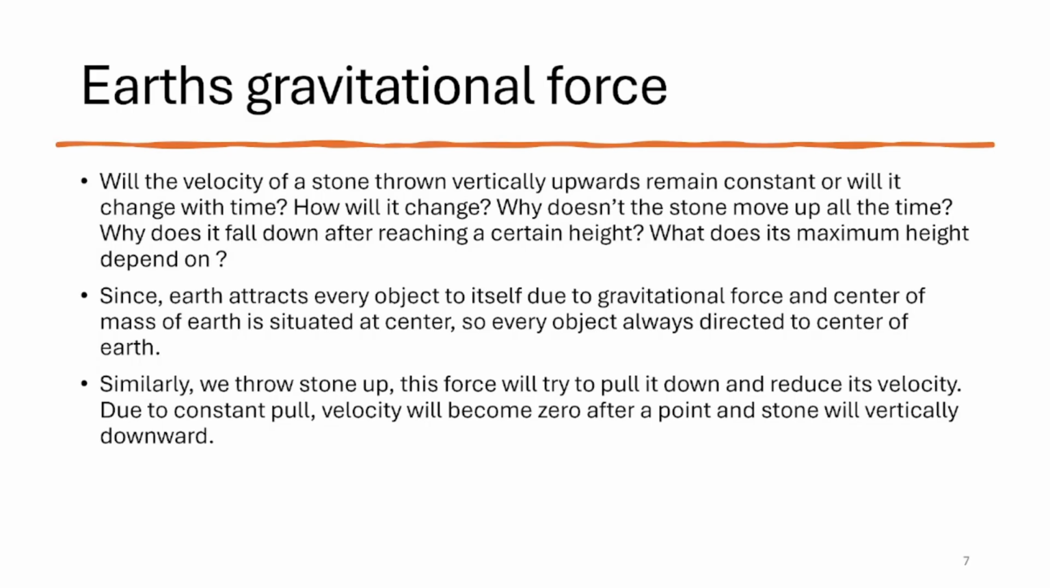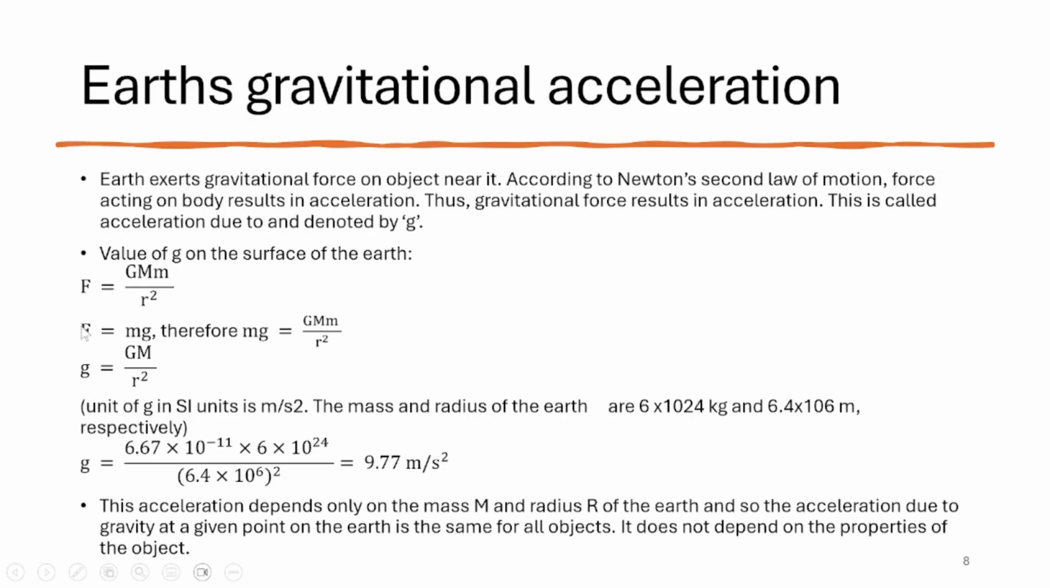See, Earth will attract every other object to itself due to the gravitational force, and the center of mass of Earth is situated at its center. So every object will be directed toward the center of the Earth. Now, if we throw a stone up, this force will try to pull it down and reduce its velocity. Due to the constant pull, the velocity of that stone will become zero after a point, and then the stone will start moving vertically downward. So for this, we have to study Earth's gravitational acceleration.